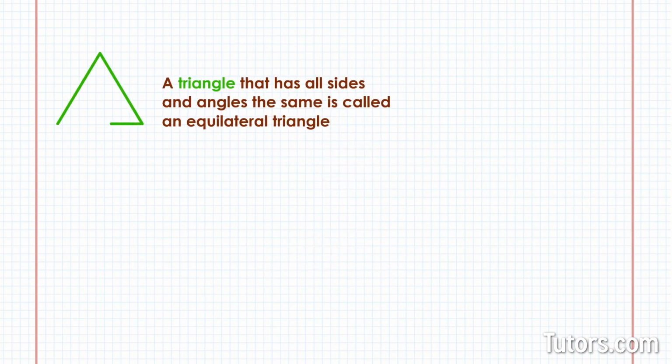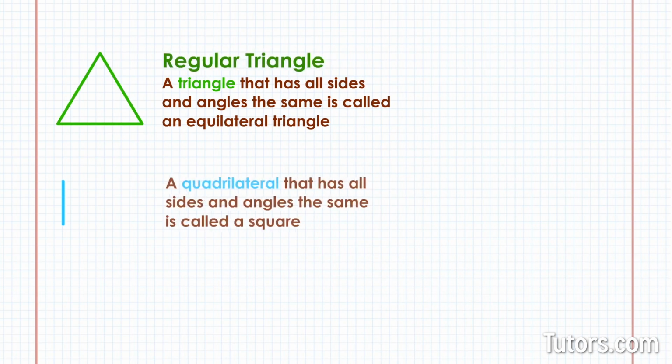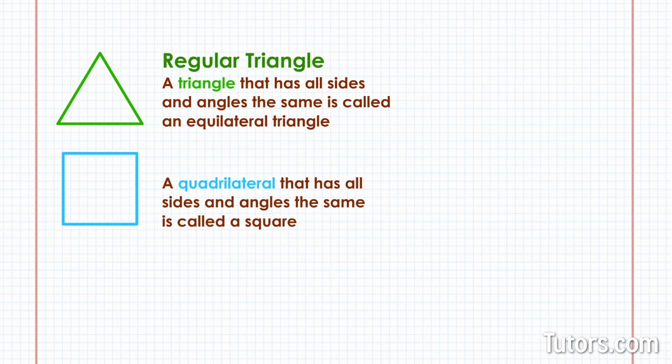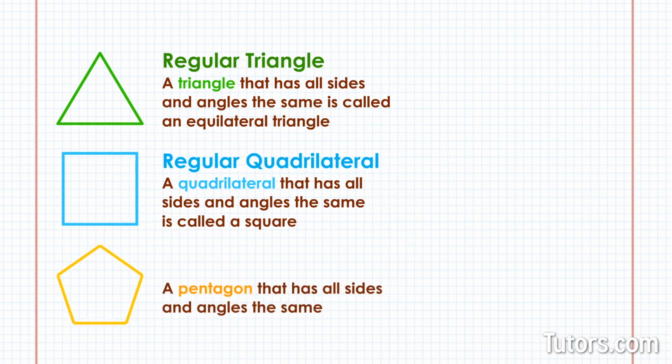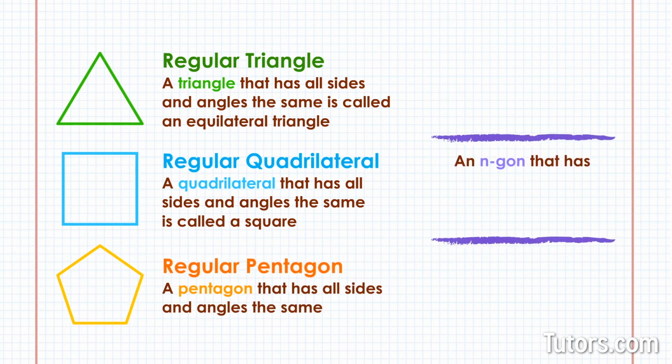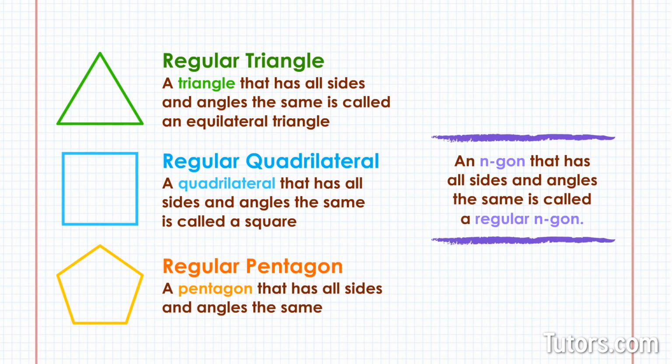A triangle that has all sides and angles the same is called an equilateral triangle, or regular triangle. A quadrilateral that has all sides and angles the same is called a square, or regular quadrilateral. A pentagon that has all sides and angles the same is known as a regular pentagon. An n-gon that has all sides and angles the same is called a regular n-gon. Check out these regular polygons. Do you notice how all the sides and angles are the same no matter which way you flip it?